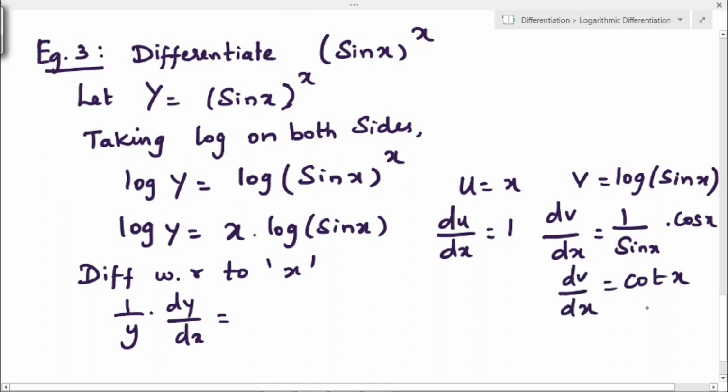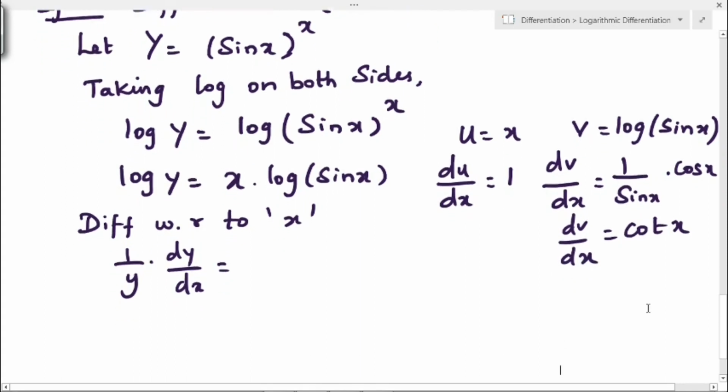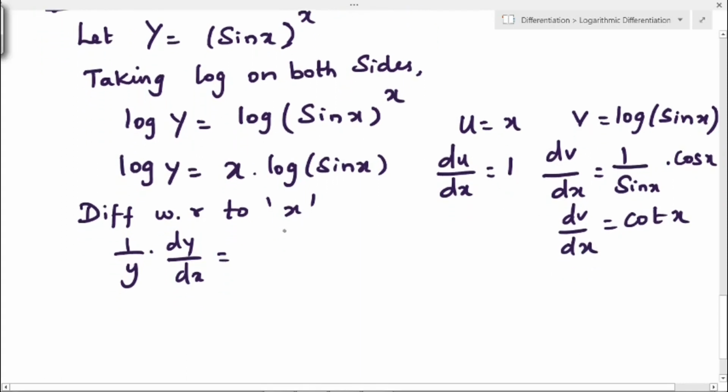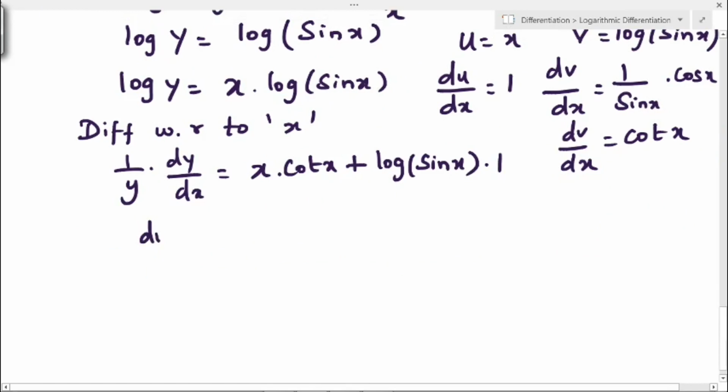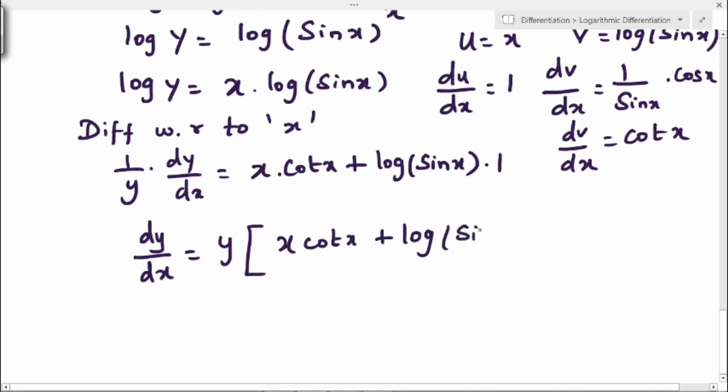Now substitute here. That is u into dv by dx. U value is x into dv by dx is cot x plus v, that is log of sin x into du by dx is 1. So that is dy by dx equal to, I am taking this y to the other side, so y into x into cot x plus log of sin x.